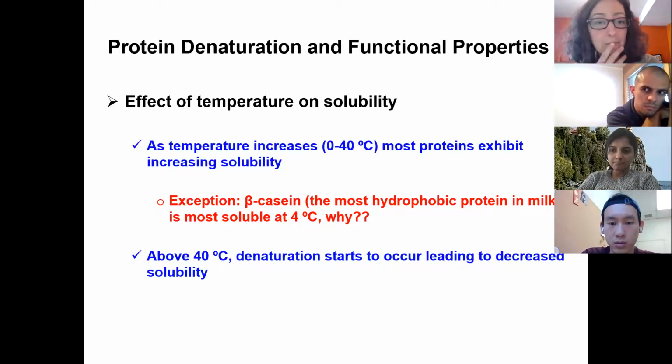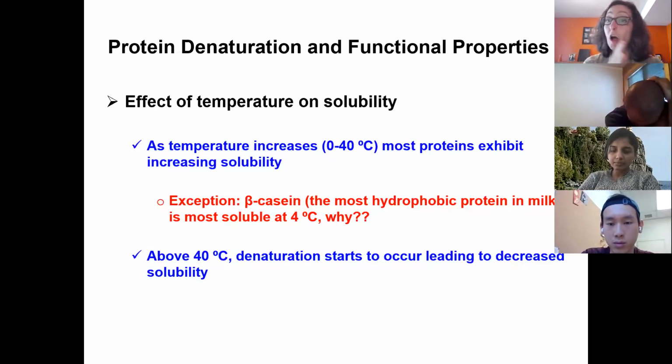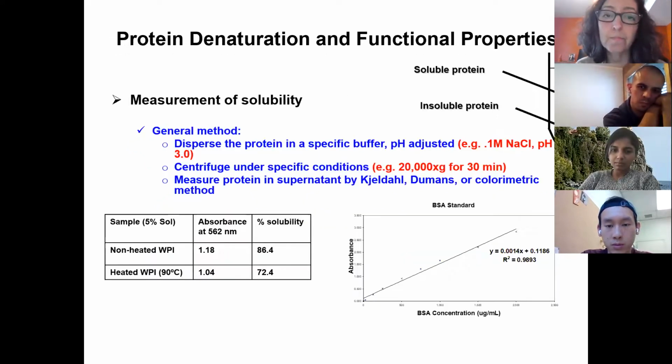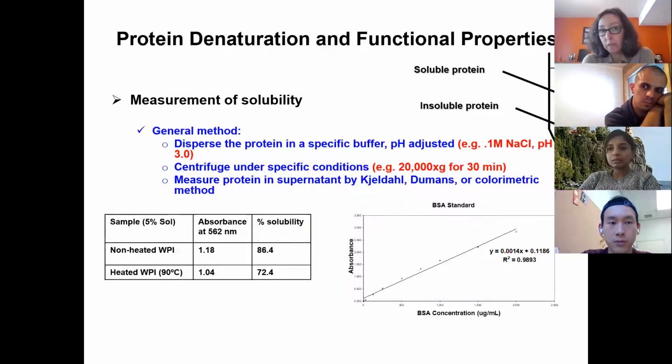So that's the exception. Above 40 degrees, even under the actual denaturation temperature, we start seeing the onset of denaturation. At higher temperature, the protein starts to denature, and as protein starts to denature, we see a decrease in solubility. But the temperature varies for different proteins, because denaturation temperatures and onset of denaturation temperatures are different among different proteins.